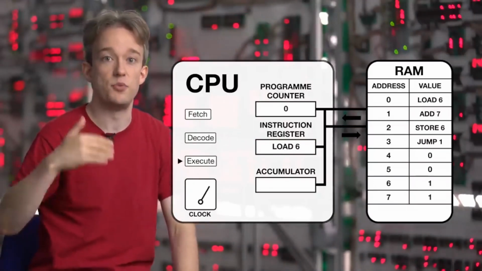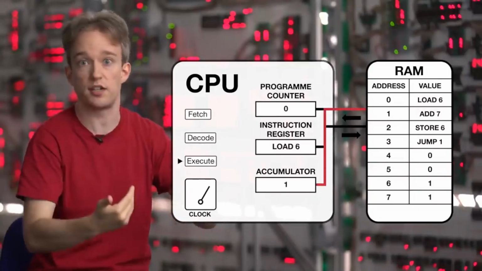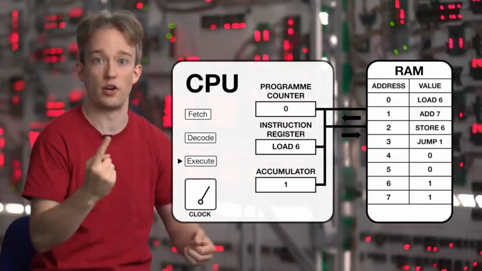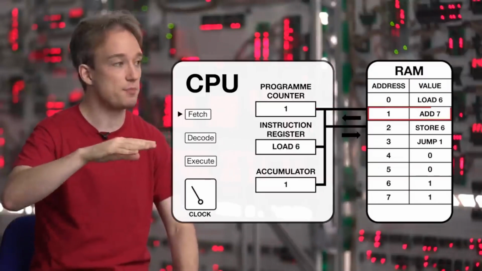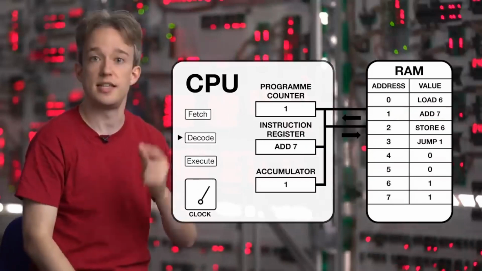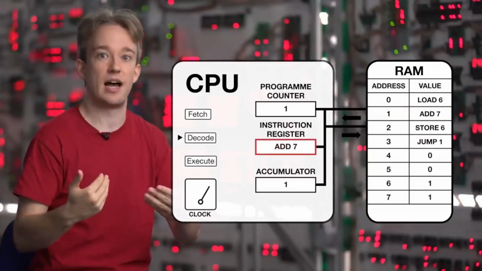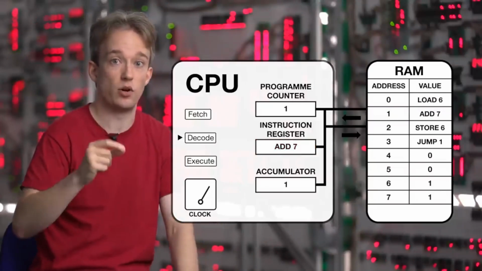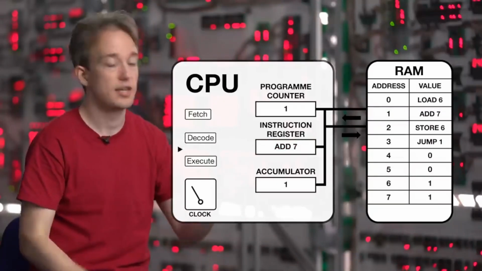Execute. The CPU executes this instruction. It takes the value at address 6 and loads it into the accumulator. In this case, the value is 1. Fetch. The program counter is incremented. The CPU fetches the next instruction in the next bit of the memory. Decode. The CPU decodes the instruction. This time it's add, and the address is 7, so we'll be adding what's at address 7 into what is already in the accumulator.